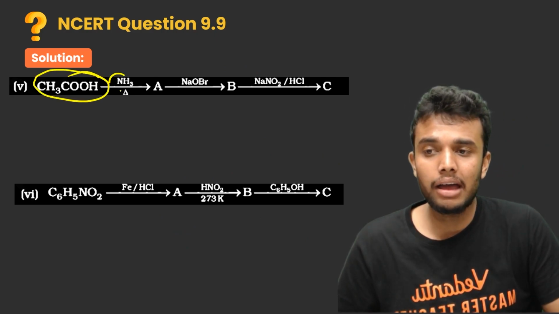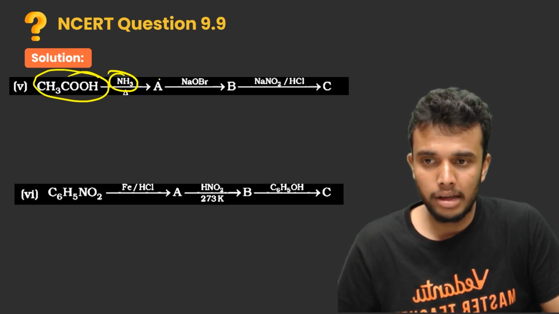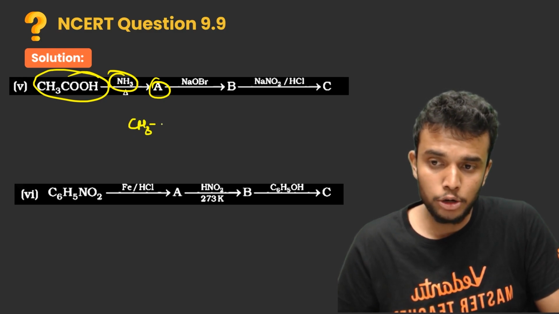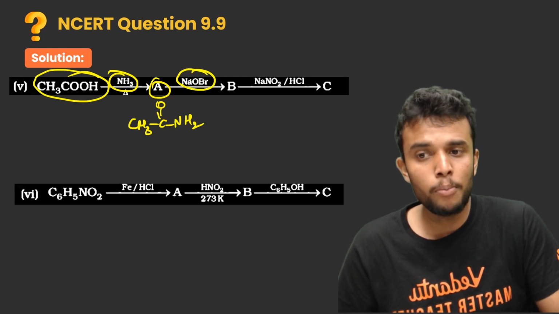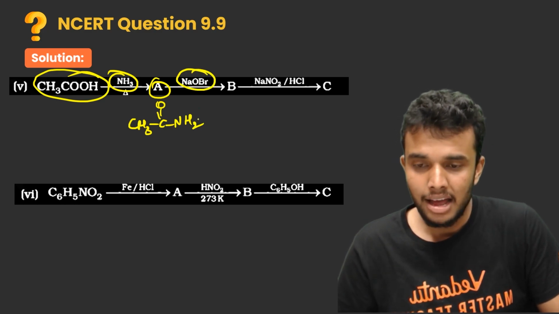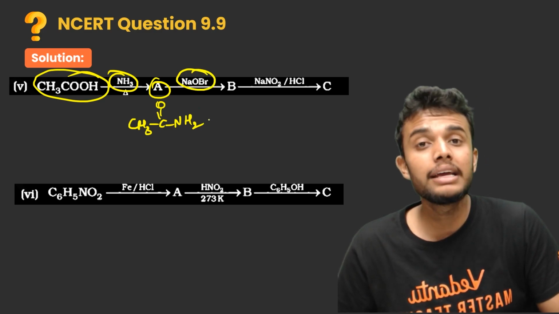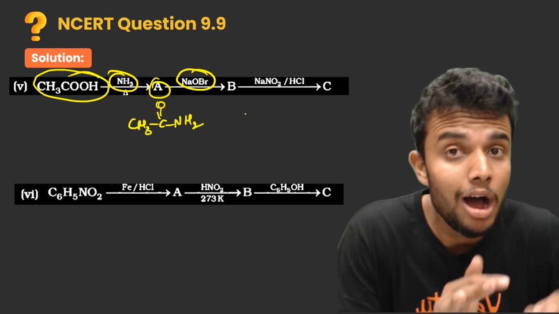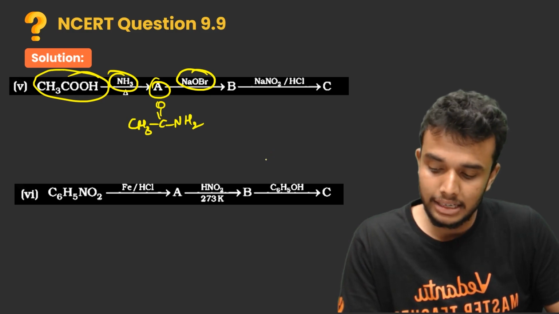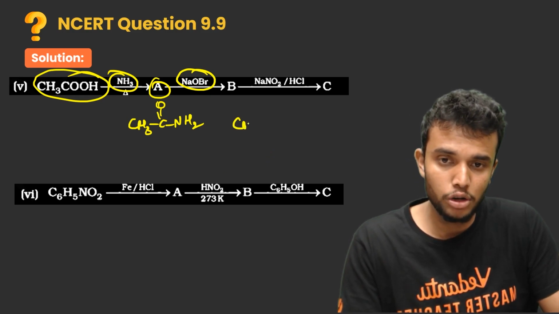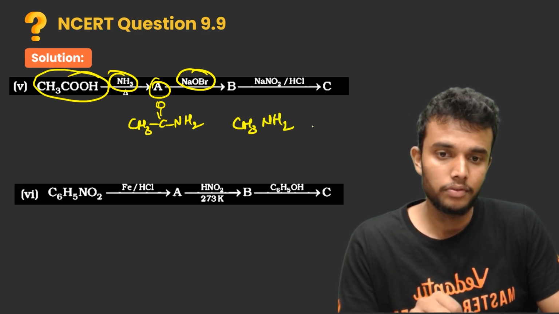Acetic acid reacted with NH3 gives an amide group. Then if it is reacted with NaOBr, same, students, right? It gives an amine compound, amide to amine. Hofmann bromamide degradation reaction, right? It yields CH3NH2 compound. Then alcohol.